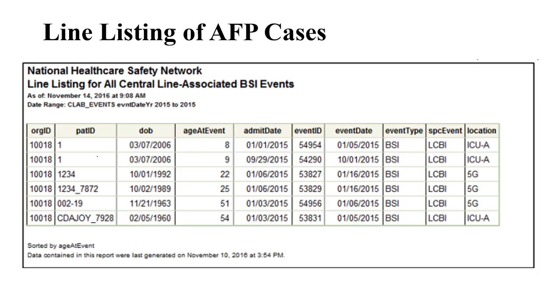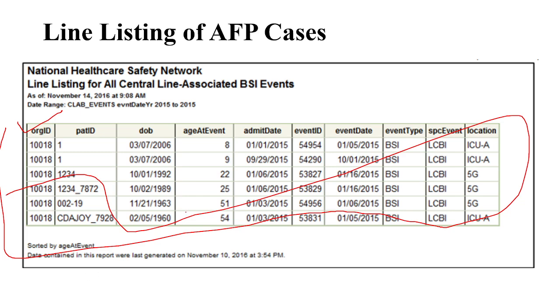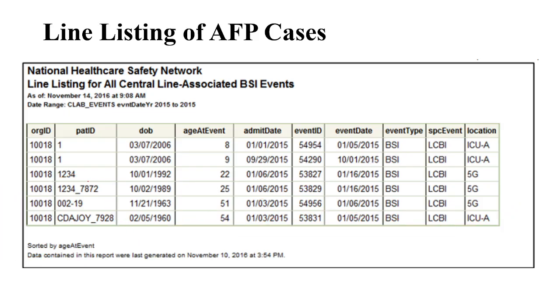Next, I will talk about line listing. So, what is line listing? Line listing is a table that has each case of a disease in a line. It will include things like name, age, address, symptoms, and other things. Over here, the patient ID, the date of birth, the age at the event, date of admission, event ID, when the event occurred, the event being BSI in this example, a blood and septicemic-specific event, and the location. It is useful for detecting outbreaks and planning control measures.